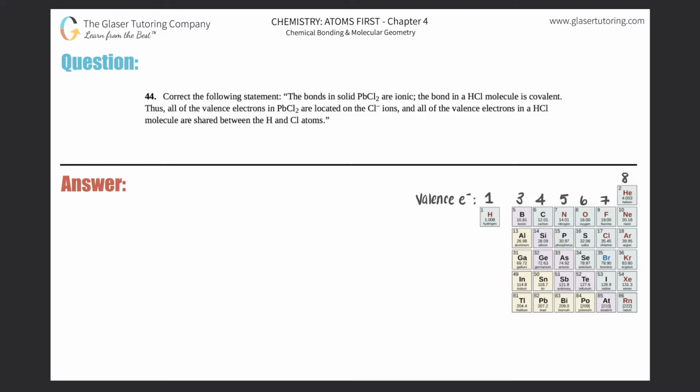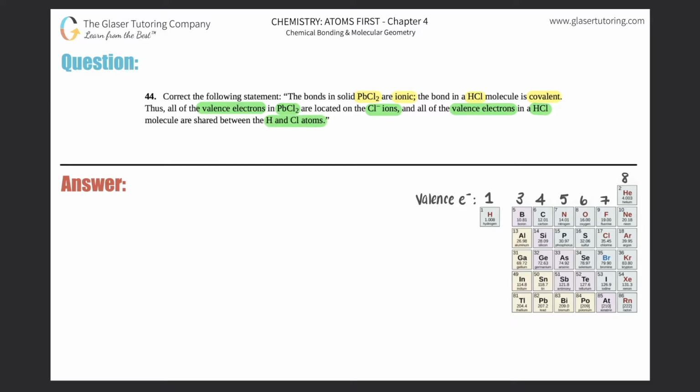Number 44. Correct the following statement. The bonds in solid PbCl2 are ionic. The bond in an HCl molecule is covalent. Thus, all the valence electrons in PbCl2 are located on the Cl- ions, and all of the valence electrons in an HCl molecule are shared between the H and Cl atoms.